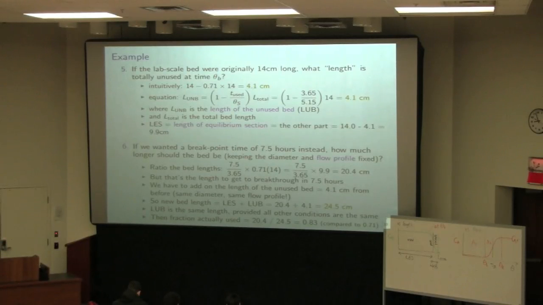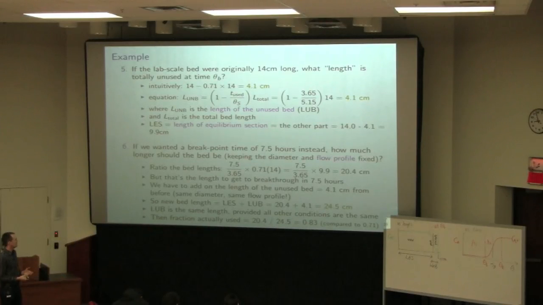So essentially, my used portion originally was 9.9 centimeters. Now I need to go to 20.4 centimeters. So it's simply a linear scaling of my bed. But then I have to recognize there's also this unused bed portion that we need. That's the same as before. Simply take that tail end requirement of 4.1 centimeters and add those two together, and you get a total bed that's now required of 24.5 centimeters.